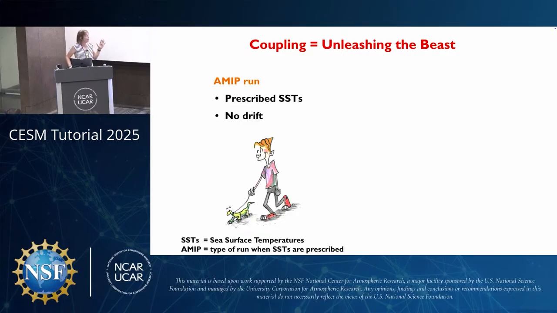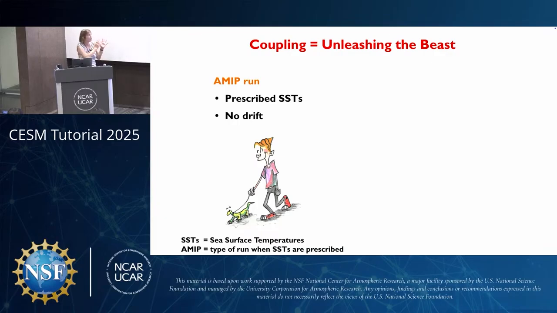When I do an AMIP run, it's a type of run where I prescribe the SST, the sea surface temperature. And when you prescribe the SST, you have a really well-behaved model. It's basically an AMIP simulation. I just run the atmosphere and not the other components. The SSTs are prescribed, so even if your top of the atmosphere imbalance is very positive, you prescribe the sea surface temperature, so nothing can happen.